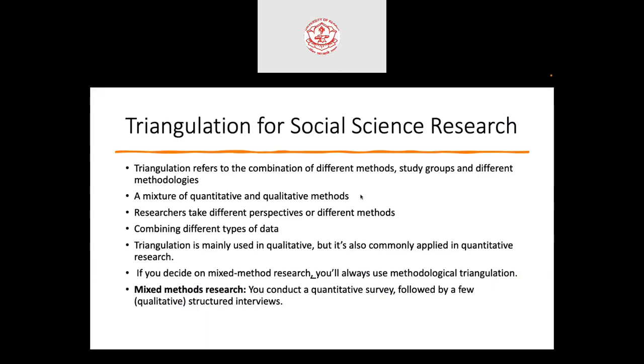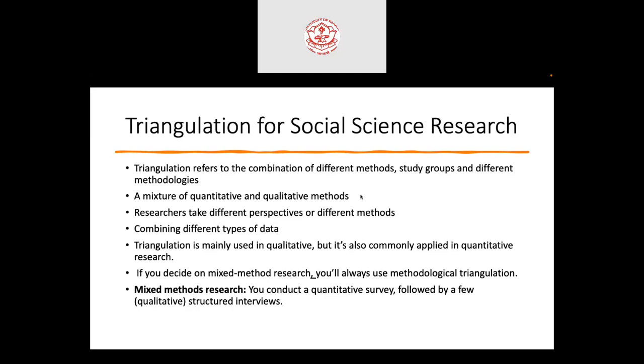So, it is the combination of different methods. There are various methods of research, various groups of study, and various methodologies. A mixture of quantitative and qualitative methods is used here. Researchers take different perspectives or different methods and combine them. That means the result of one method substantiates the result of the other method. So both methods move in the same direction, moving together.